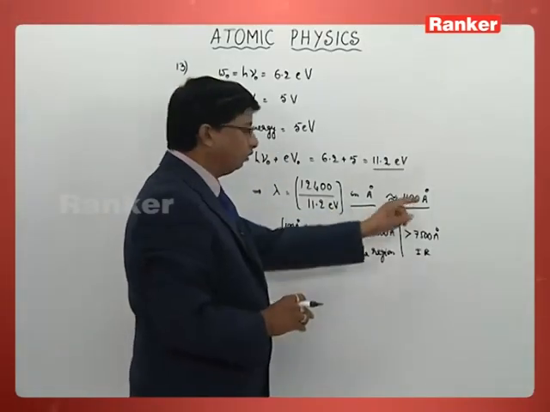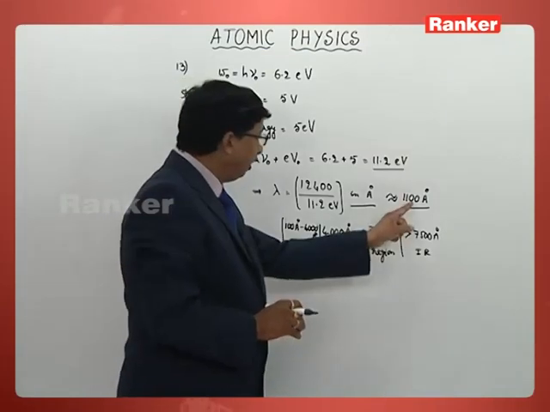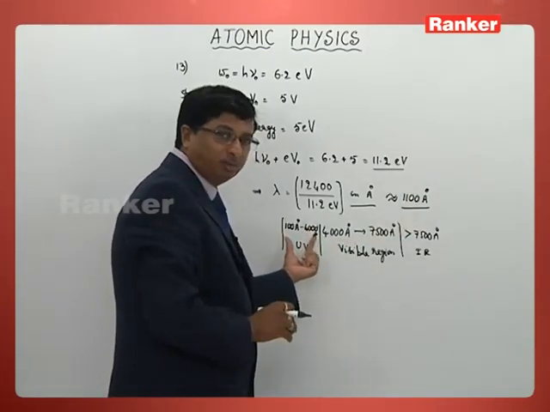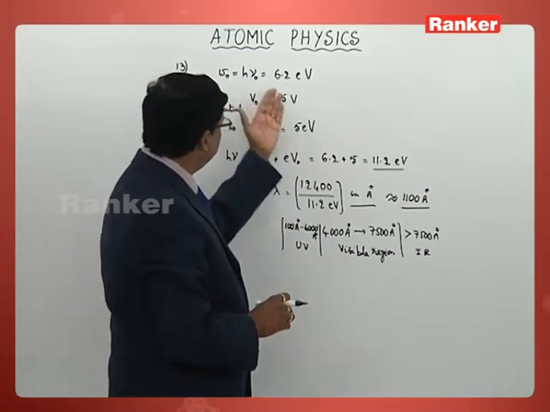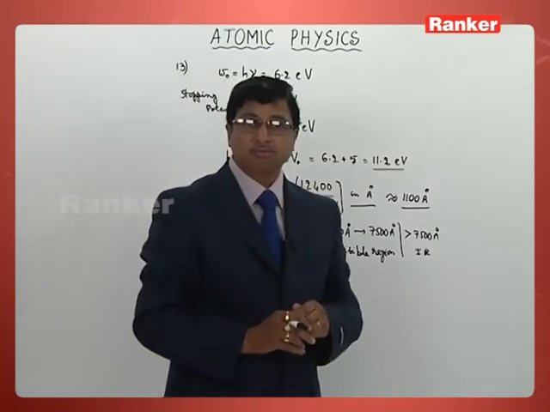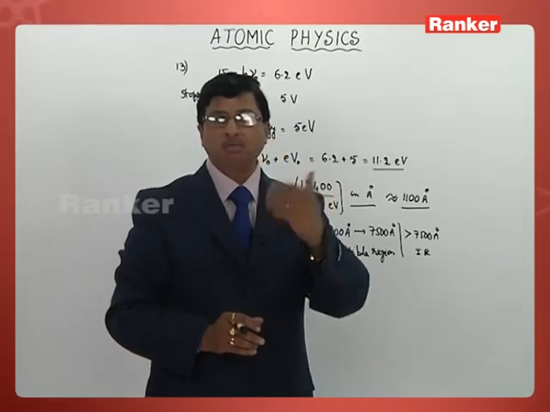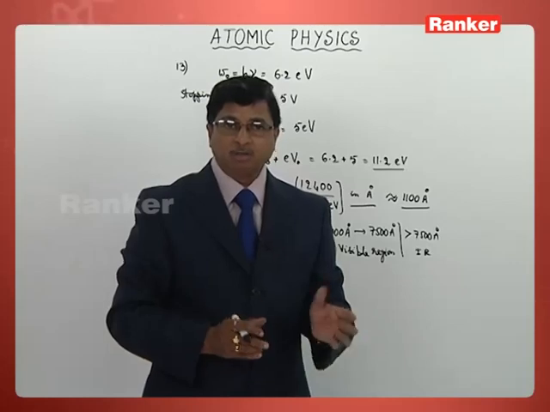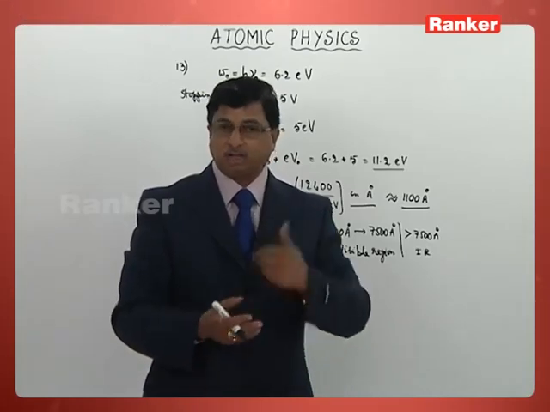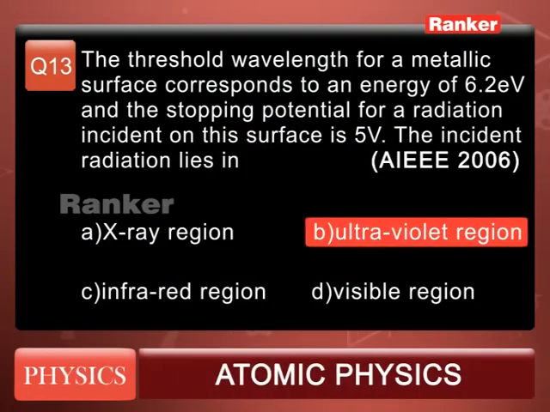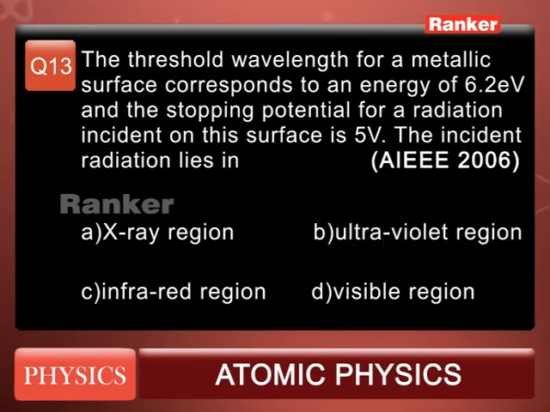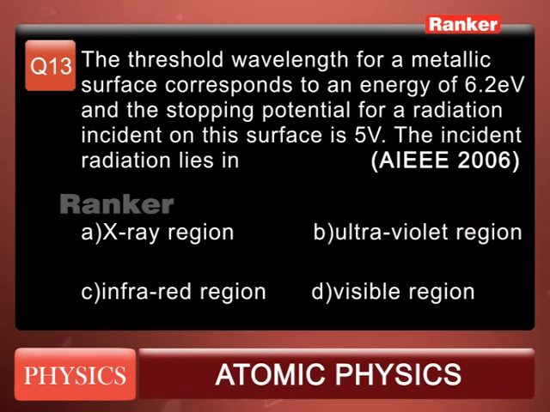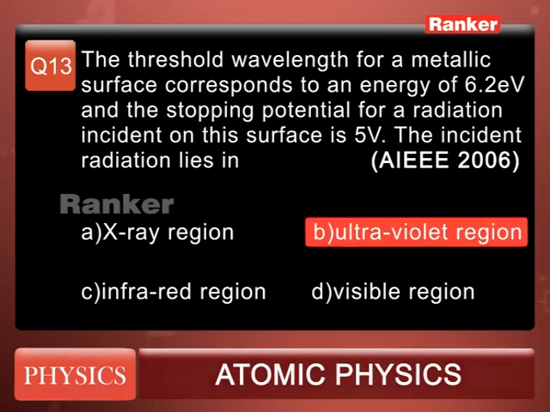Look at this value now. 1100 angstrom units is certainly in this particular region. So, which region does that particular incident ray belong to? Straight away you can come to that conclusion: it must be the ultraviolet region. Which is the correct option there? It is the second option, which has been given to us as ultraviolet region. Therefore, the correct answer for this one is simply B.